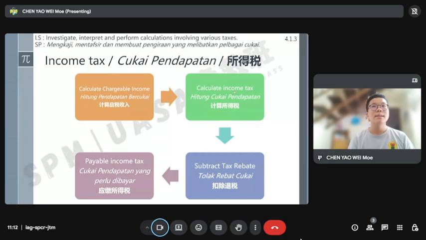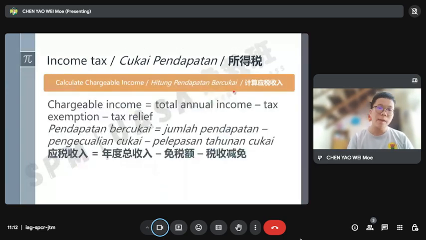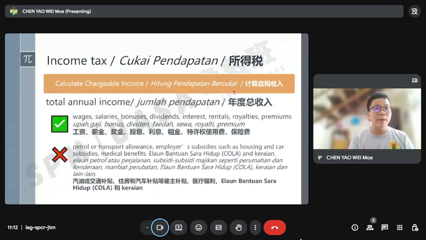What is chargeable income? Chargeable income uses our total annual income. Okay, what is total annual income? Total annual income can be in wages, salaries, bonus, dividends, interest, rentals, royalties, premiums. But petrol or transport allowance, all the subsidies, benefits and allowances are not included in the total annual income.